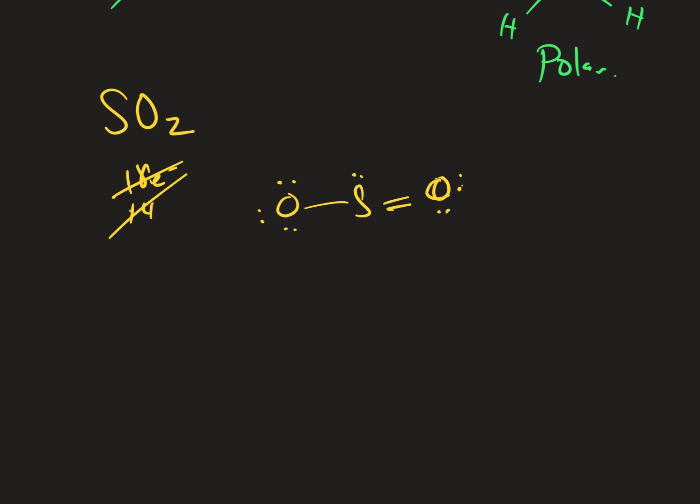Want to keep going? How many regions? 3 with one lone pair, so what is it? Bent.